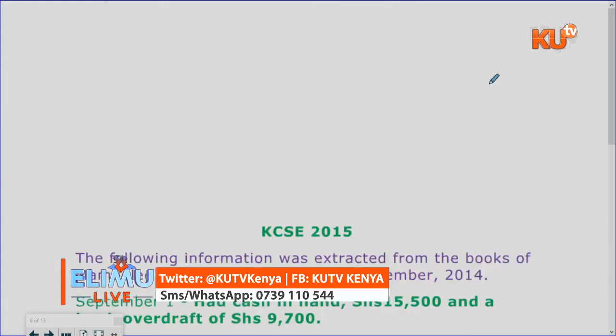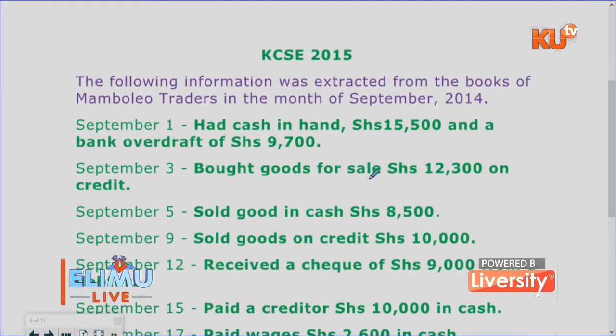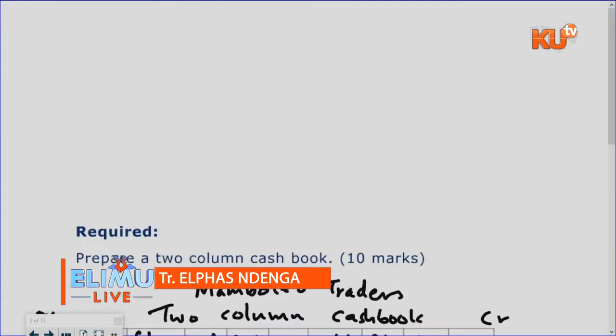In the first case, September 1 had 15,500 in cash and a bank overdraft of 9,700. So let's record this. First, the cash in hand is going to be debited because that is what he had at the beginning. And then the bank overdraft on the debit side.